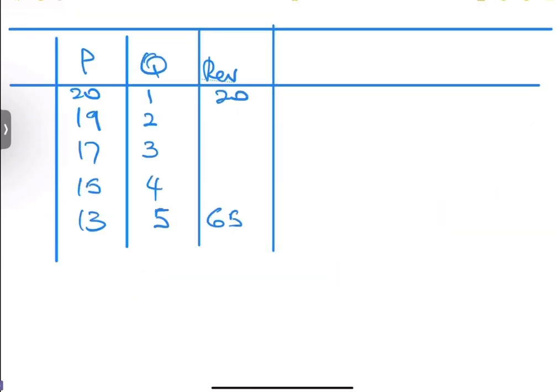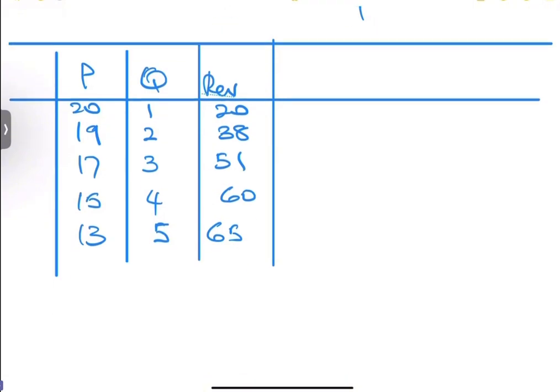So revenue is 20, is 38, is 51, is 60. So we're asking that, should we sell at a price of 20 or a price of 19 or a price of 17 or a price of 15 or 13? We don't know, because at those different prices, we'll be able to sell different quantities. If we sell at $20, we're only going to be able to sell 1 unit.